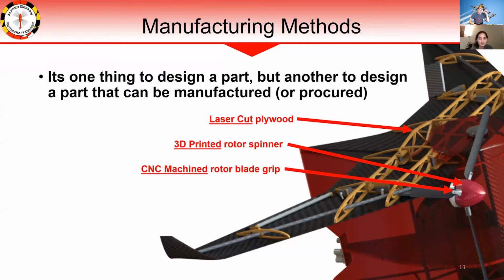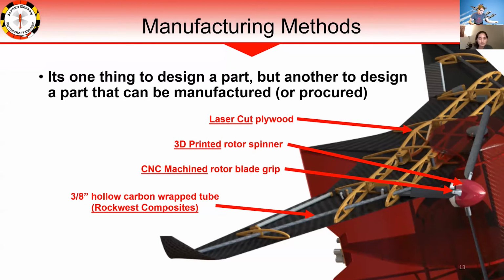The rotor blade grips are CNC machined. We do have a CNC machine at our lab in the Rotorcraft Center. So we are able to machine these, but we really had to be careful about designing a part that we're able to actually tool and machine, because really complex geometry becomes very difficult to machine with only a 3-axis CNC.